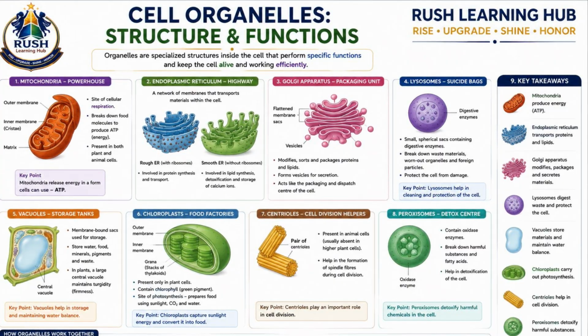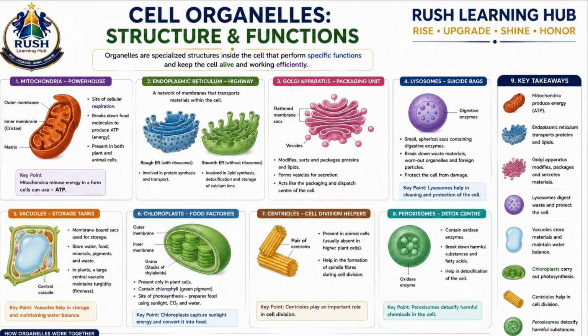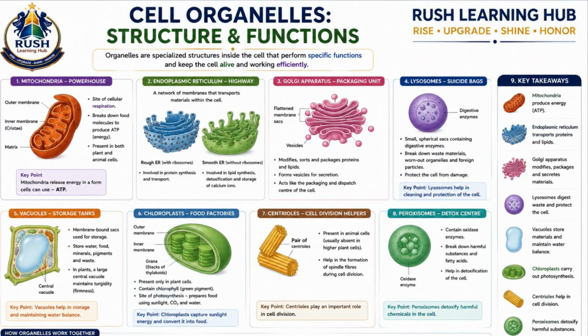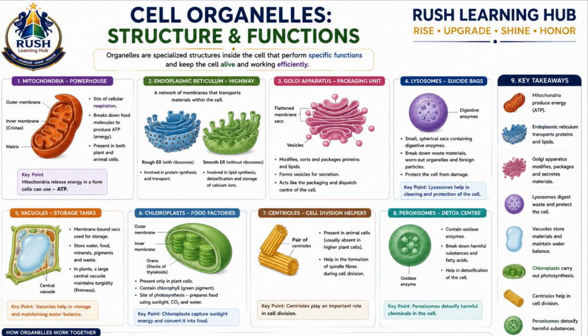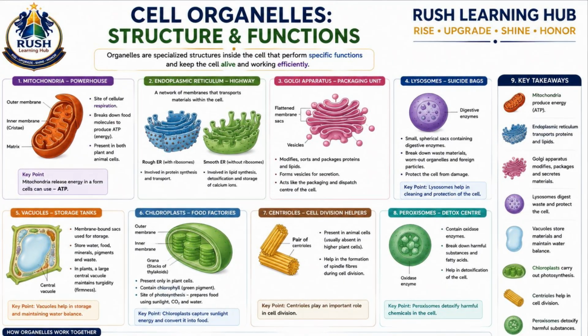The third type is leucoplasts. Leucoplasts are colorless plastids responsible for storing food materials such as starch, oils, and proteins.